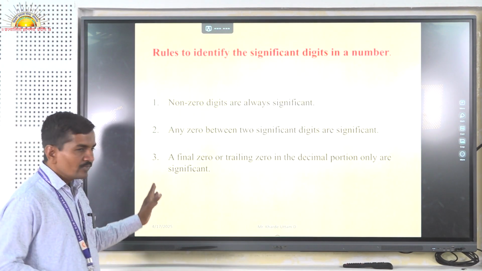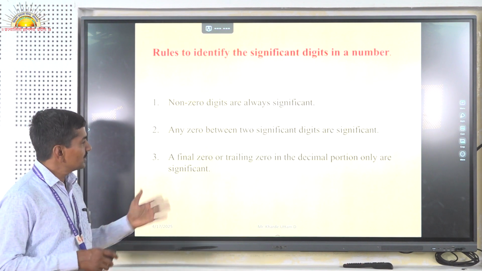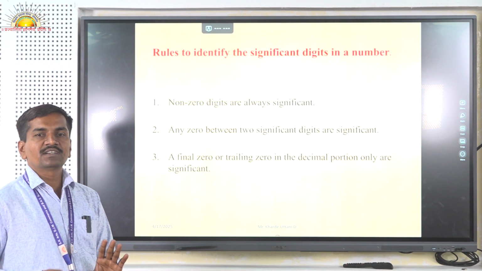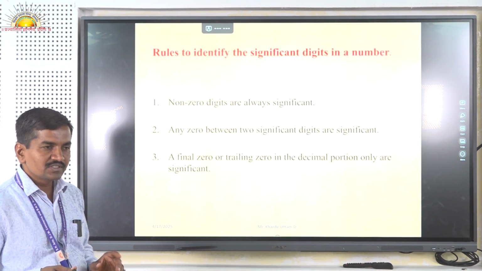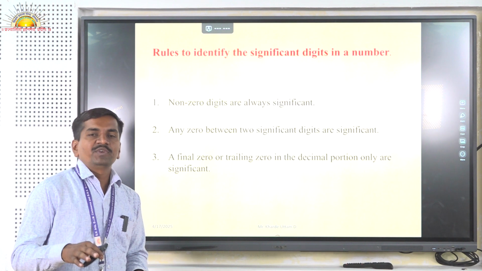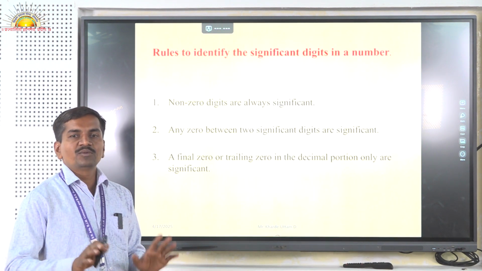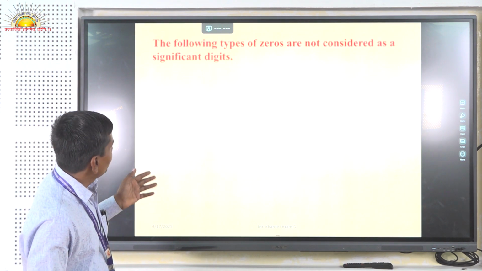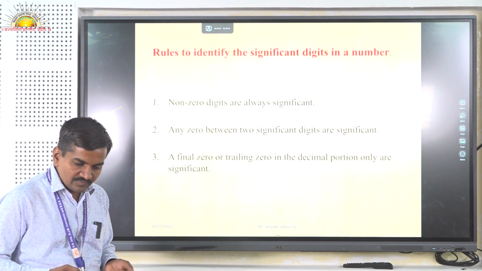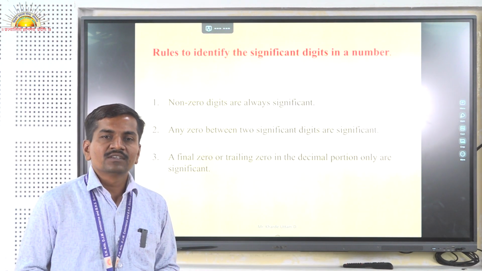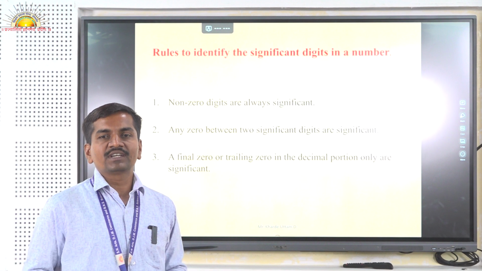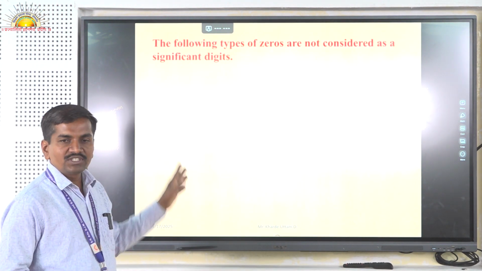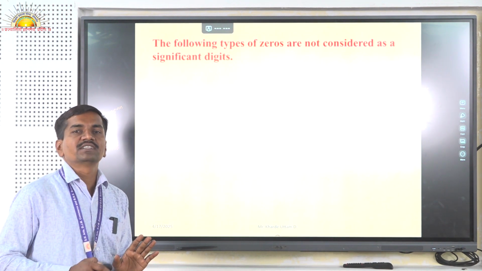And the third rule: a final 0 or trailing 0 in the decimal portion only is considered a significant digit. That means the zeros appearing at the end of the decimal portion are considered significant digits. Okay. Now again the question arises in our mind: which zeros are not considered significant digits? Let us see which zeros are not considered significant digits.